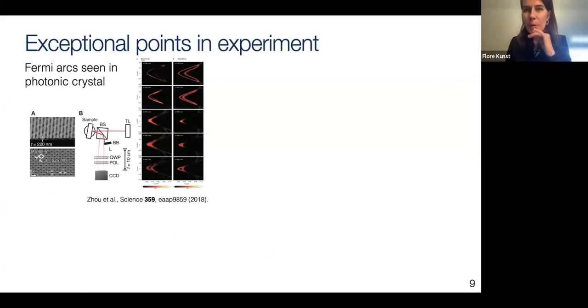Right, so these exceptional points can be seen in experiments. So this is not just some mathematics, and I already showed you something in the beginning. These Fermi arcs that I just described have been observed in a photonic crystal where you have losses in the system. And here you see the experimental results versus the simulation results, and you really see these open arcs appearing.